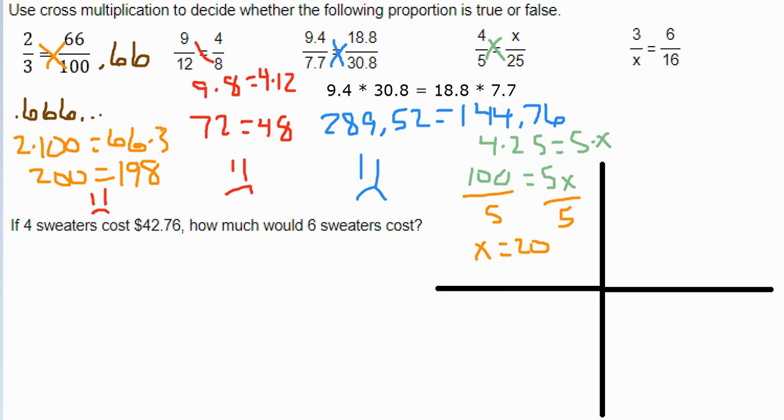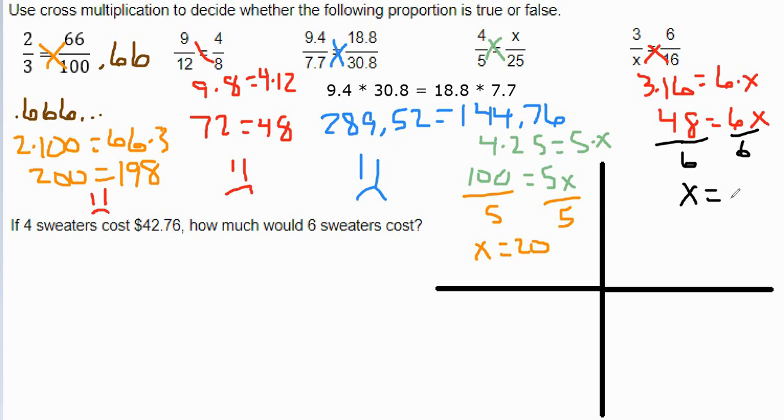Next one, 3 over x equals 6 over 16. We need to find the missing value, so we can cross multiply. 3 times 16 is going to equal 6 times x. 3 times 16 is 48. 6 times x is 6x. Then we're going to divide both sides by 6. And if my mental math is right, and I hope it is, it can be a little nerve-wracking when you're on here doing this recording. X is going to be 8.